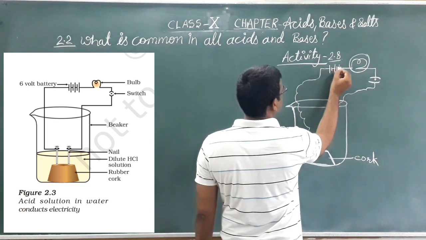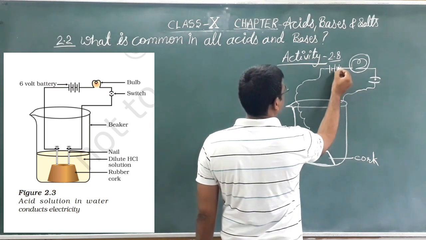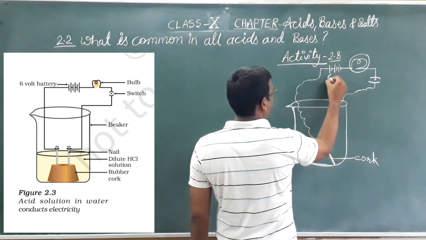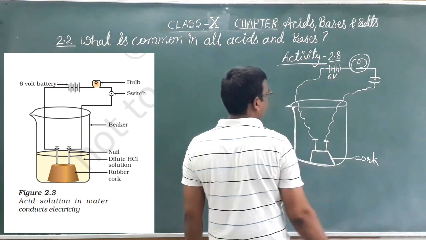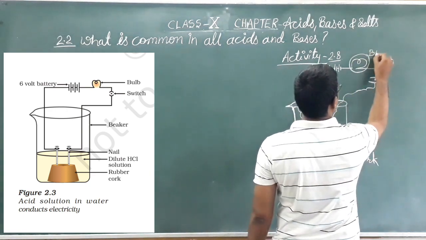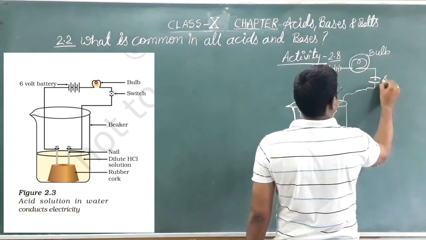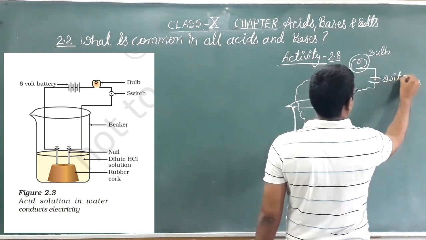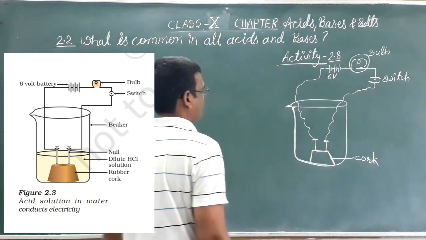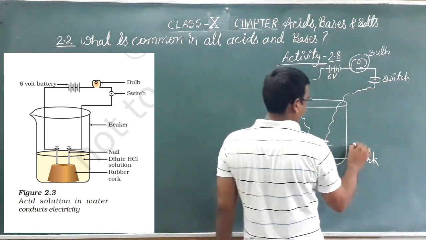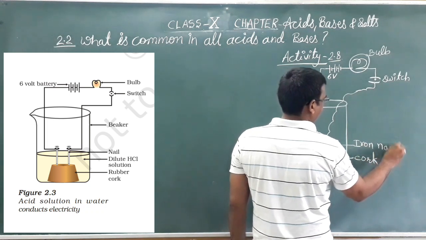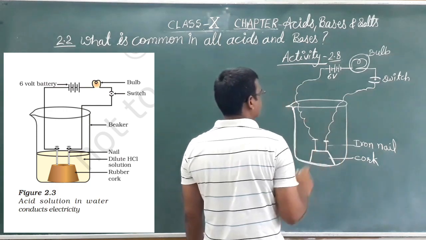This is the arrangement in your textbook, the arrangement of an electric circuit. Here a 6-volt battery is present. Here it is a bulb, and here it is a switch. So this is the arrangement. What are these two? Iron nails, and this is wire, of course.